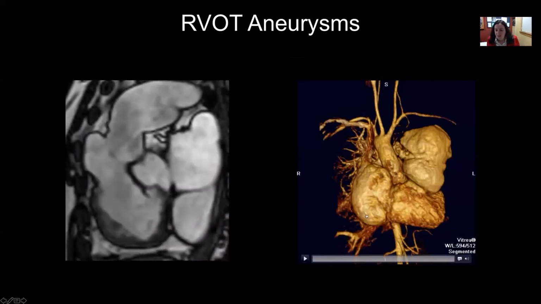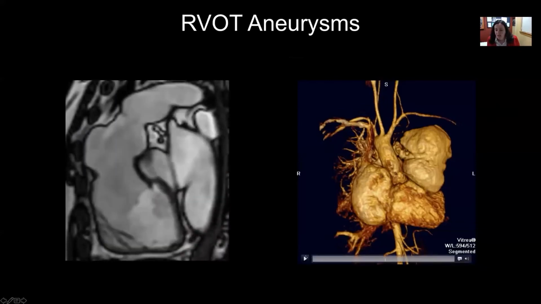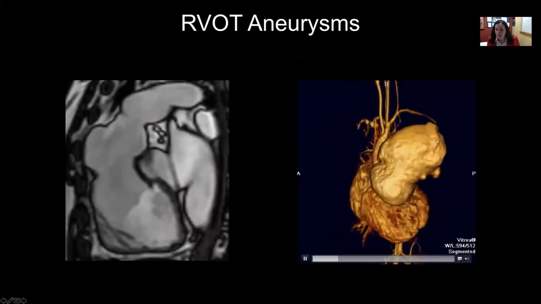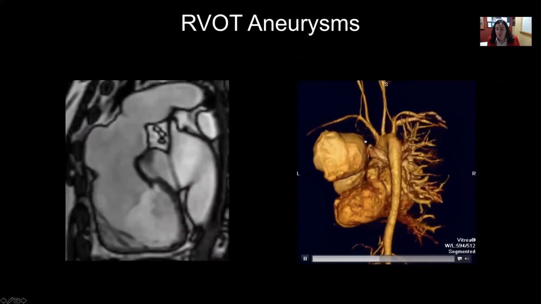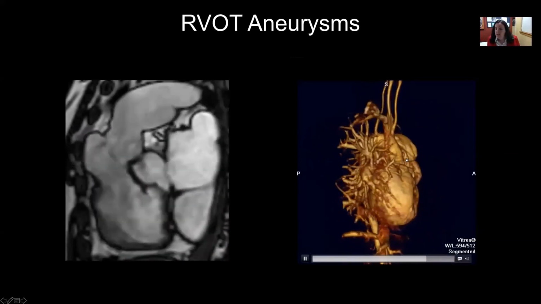This gadolinium reformatted image is of a young adolescent whose echo images were somewhat limited, but you can see here that she had a very large aneurysmal right ventricular outflow tract. She went on to have that surgically resected.